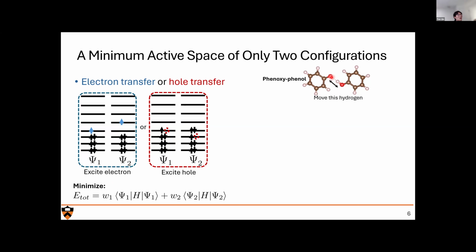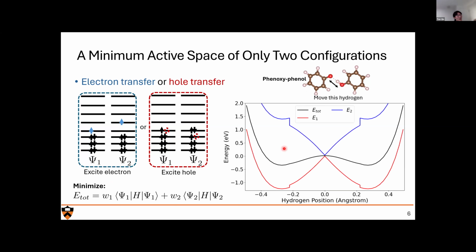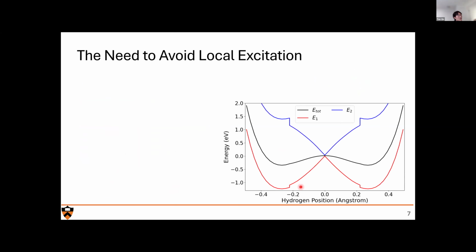Now, if one were to do so, for example, say for this phenoxyl-phenol system, where one can move the hydrogen in between these two oxygens, and a charge transfer will happen, what we find though is that the potential energy surfaces that we would get for those two configurations will not be smooth. So that's not something we want. Yet a further analysis showed that such a discontinuity on the potential energy surfaces is in fact not some disaster that cannot be avoided, but rather something that can be treated with a proper prescription.